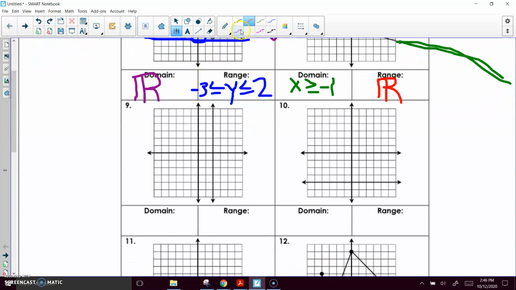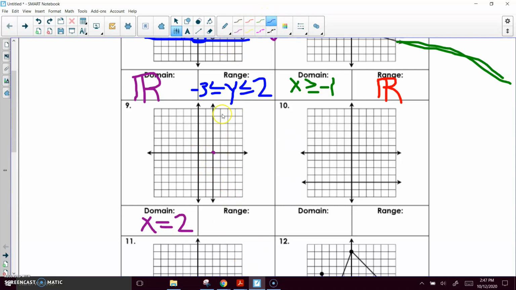Let's look at number 9. My graph is just a vertical line. So when I look left to right, it doesn't go left. It doesn't go right. It only stays at +2. So my domain is just x equals +2.